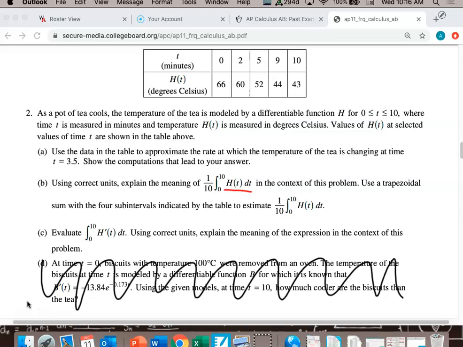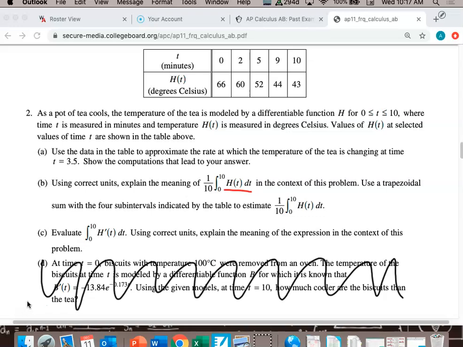Well, let's just think about it. It's the temperature at time 10 minus the temperature at time 0. So what is it? It's the net change in the temperature of the tea from 0 to 10 minutes, in degrees Celsius. The net change in degrees Celsius of the tea. This is perfect. Well done. Yeah, good job. All right. 0 to 10 minutes.